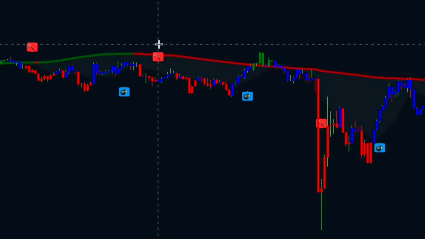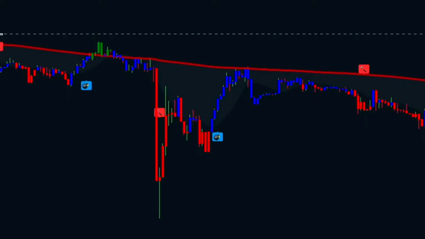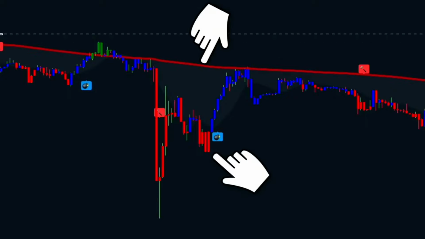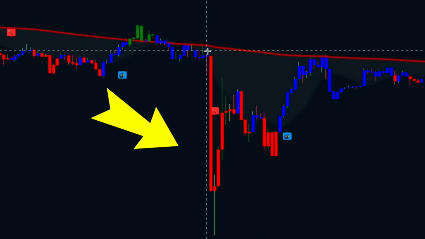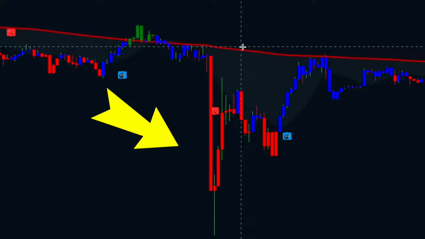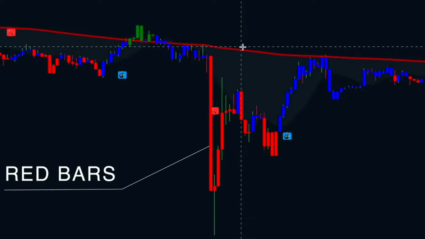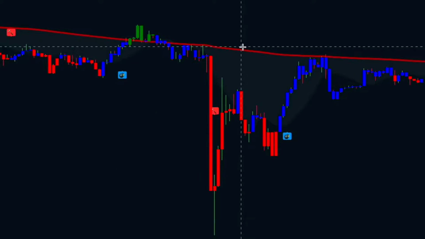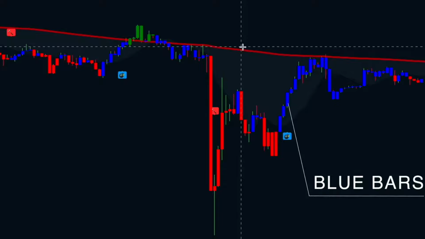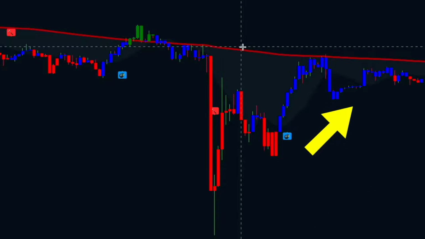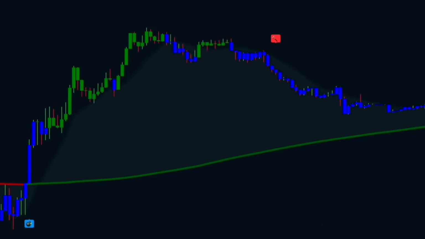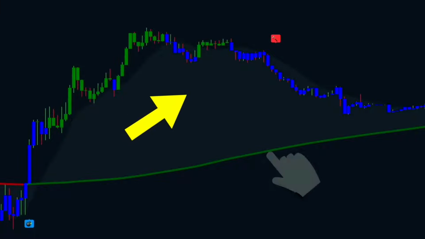The follow line indicator prints blue and red signals on a chart. A blue label signals to buy and a red label signals to sell. The SMA plus MACD indicator consists of 2 parts, the colored SMA and the bar colors. If the price is moving below the red SMA, the price is in a downtrend. Red bars indicate strong selling pressure, and blue bars signal a consolidation phase. Conversely, if the SMA is green and the price is moving above it, the market is in an uptrend.